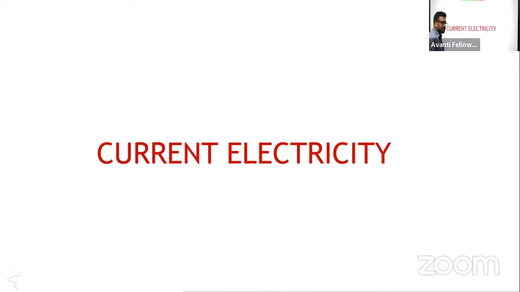The chapter is titled Current Electricity. In this chapter, compared to previous years, a few topics are deleted, and we must be very careful in dealing with this chapter. We need to study only the topics which are included for the examination. So let us see what these topics are.